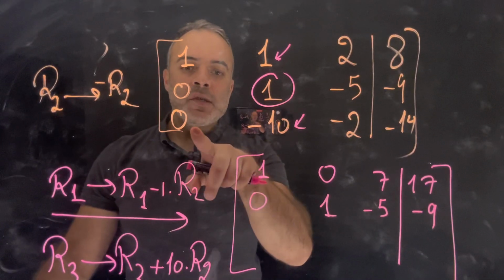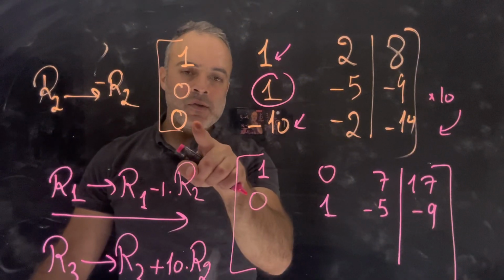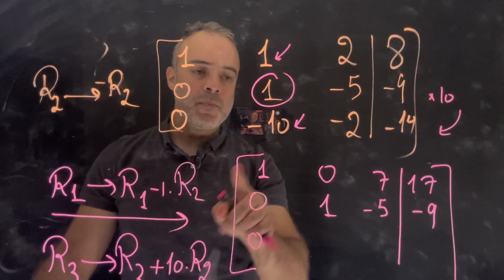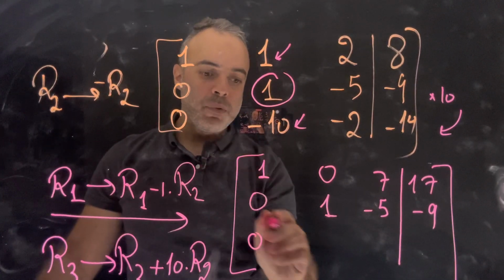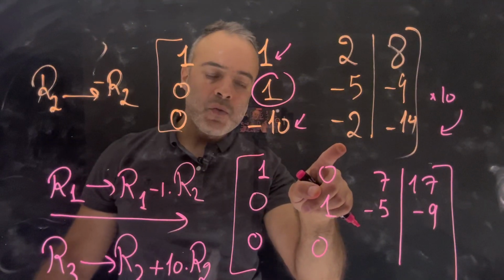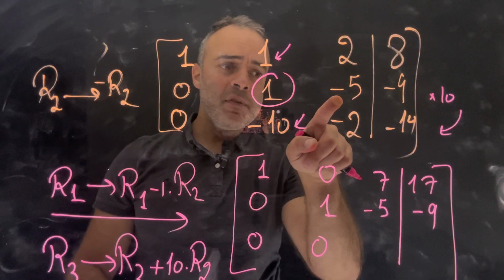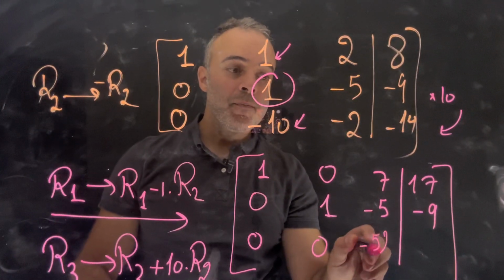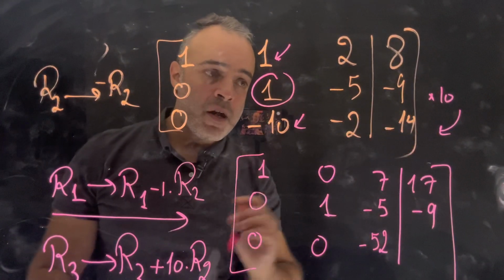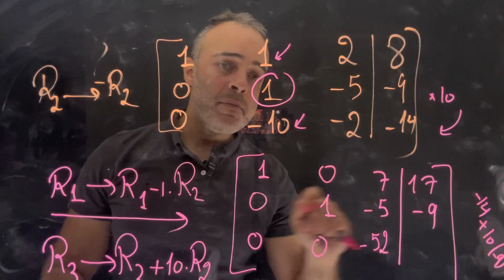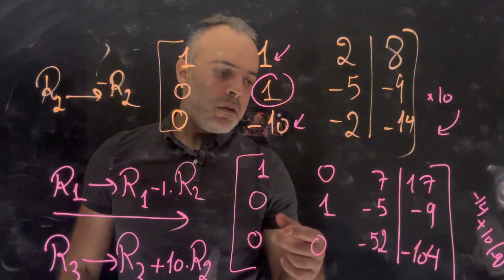And R3, I multiply R2 by 10 and then add it to R3. So 0 plus 10 times 0, that is a 0. -10 plus 10 times 1, so it's -10 plus 10, that is a 0. -2 plus 10 times -5, so 10 times -5, that's a -50. -2, that's a -52. And -14 plus 10 times -9, right? It becomes -14 minus 90, and it is a -104.